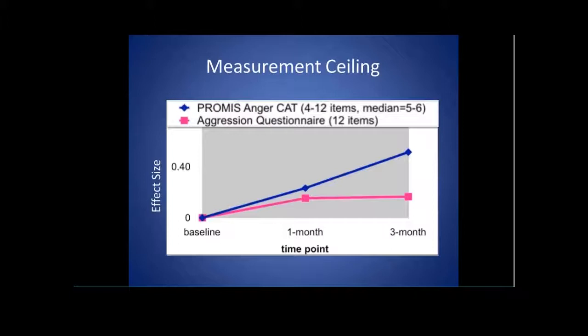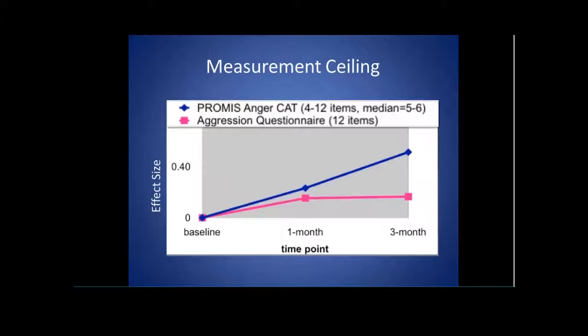This would be an example of a measurement ceiling or floor. I'm not sure the direction the instrument goes. But the aggression questionnaire is not able to capture any change between the experience at 1 month and 3 months, while the PROMIS Anger CAT can capture that change. It's more sensitive to distinguish people at that higher end. And so this is how a measurement ceiling or floor can cause problems in clinical research.